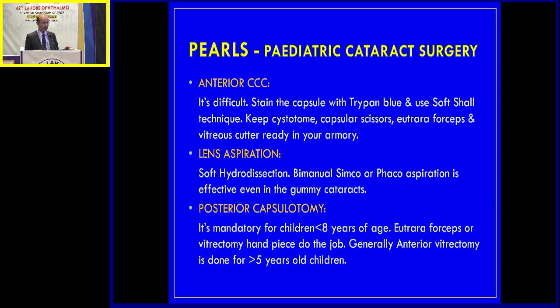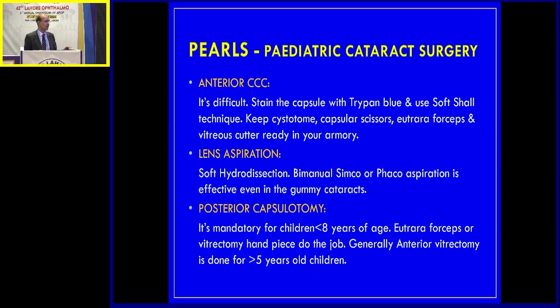At the same time, we should have other accessories ready. When we are doing CCC, we should have our capsular scissors, Utrata forceps, and all the things with us. Vitrectomy cutters sometimes have to be used. I have seen pediatric cataracts with such a dense and calcified capsule in some children that we have to do the anterior capsular rhexis even with a part of the vitrectomy cutter. Aspiration is not difficult generally. We can use a phaco tip or a bimanual simple cannula if it is a soft cataract.